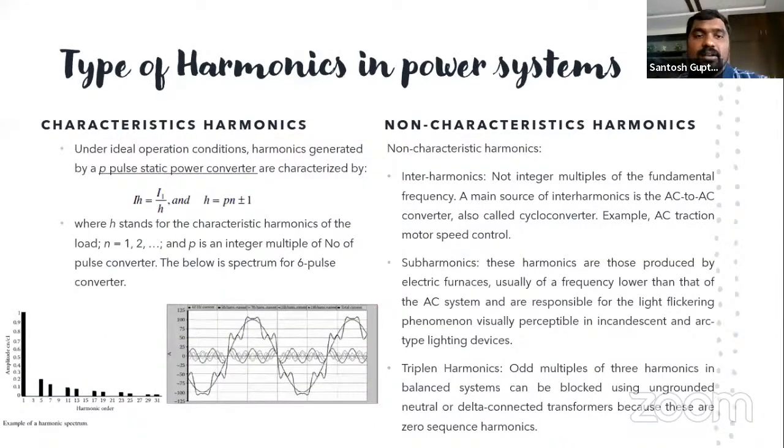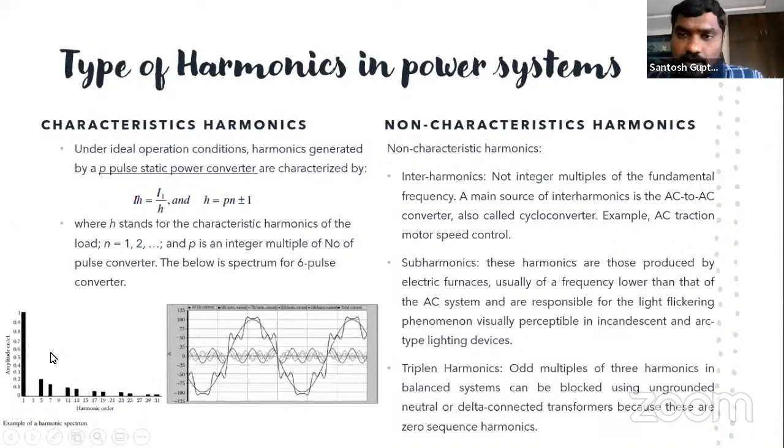Coming to the types of harmonics in the power system, we have two types: one is the characteristic harmonics, and another is the non-characteristic harmonics. The characteristic harmonics are the harmonics which are generated by P-pulse power converters. It can be given by the formula h equals Pn plus or minus 1, where P is the number of pulses. If you have a 6 pulse, P will be 6, and if you have a 12 pulse, it will be 12, whereas n can be 1, 2, 3, 4 like that. So you have some fixed characteristics, and it can be defined like this.